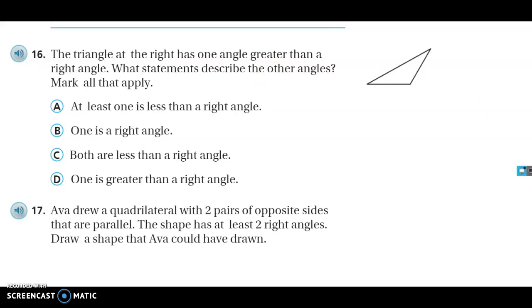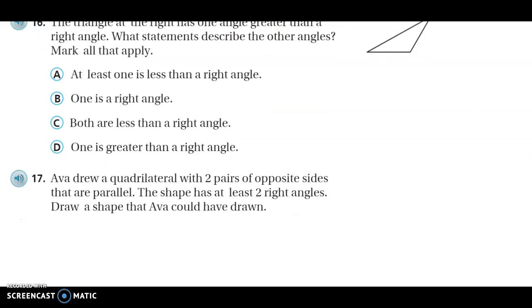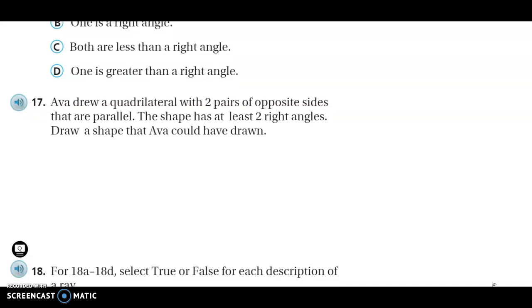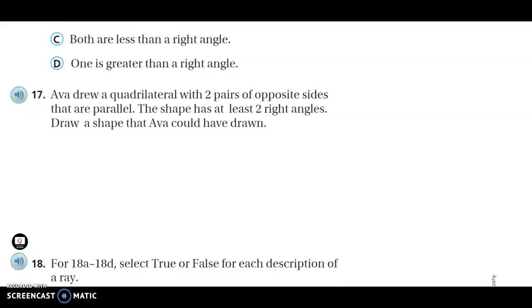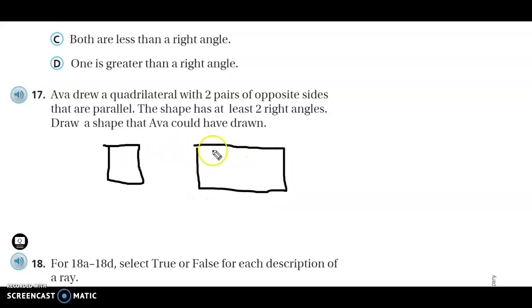Ava drew a quadrilateral with 2 pairs of opposite sides that are parallel and at least 2 right angles. Draw a shape that Ava could have drawn. Could have been 2 different ones. You could have made a square. Could have also made a rectangle. Because they have right angles and they have opposite sides that are parallel.